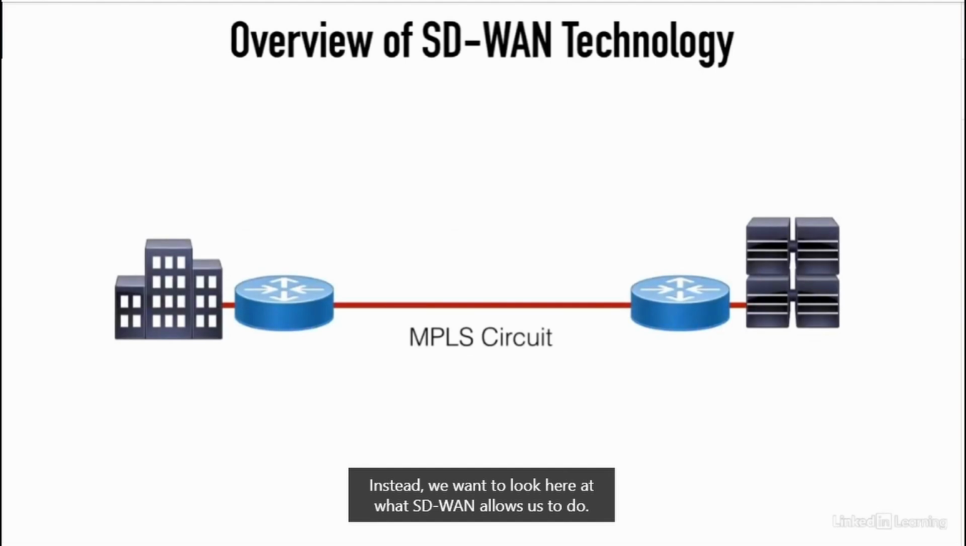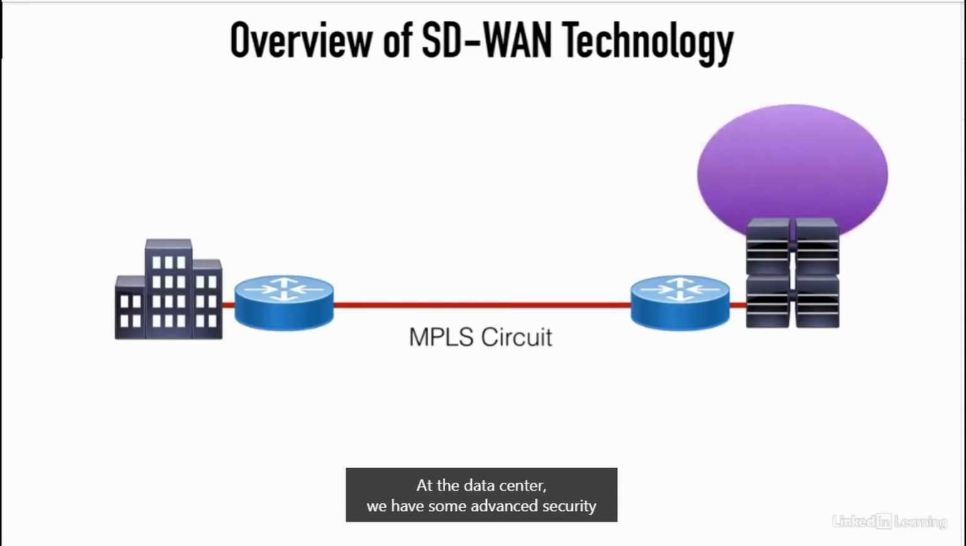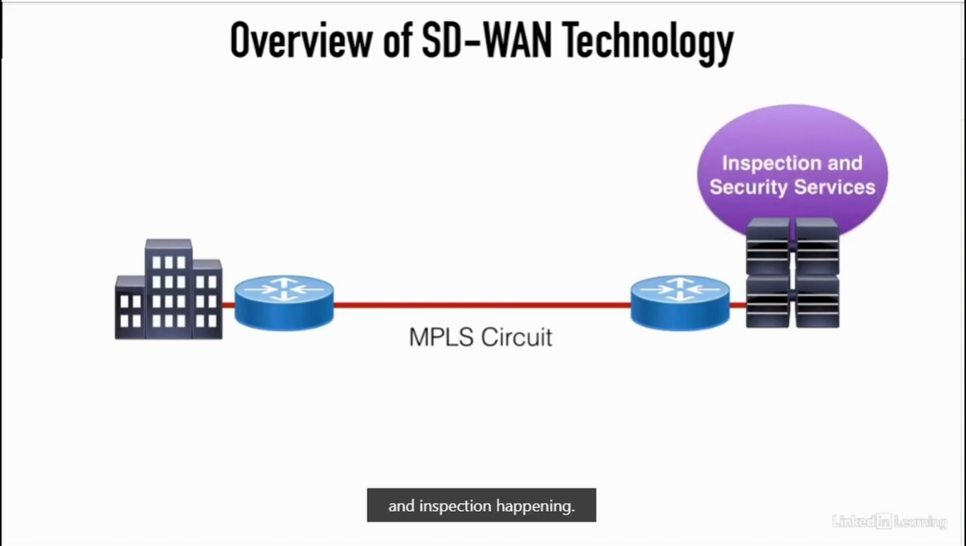Instead, we want to look here at what SD-WAN allows us to do. If we take a look at a very simplified topology, we can see that we have a branch location connected over an MPLS circuit, which is a traditional WAN connection method, that's connected back to a data center. At the data center, we have some advanced security and inspection happening. So that's why we would tunnel all of our traffic from the branch back to the data center for inspection.